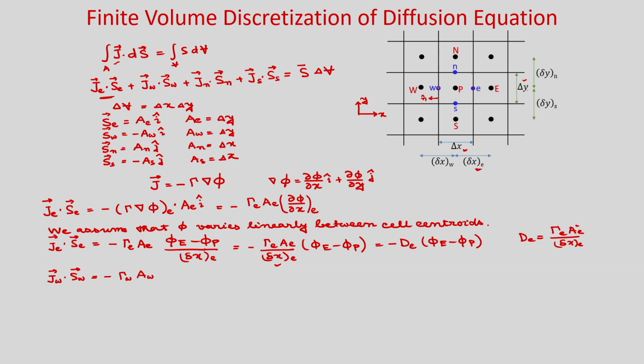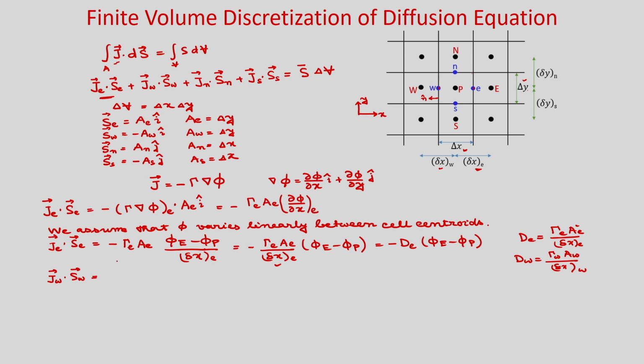If you are taking del phi by del x at this face center w, then it will be phi_P minus phi_W divided by delta x_w. Okay. So, this is also second order accurate. So, phi_P minus phi_W divided by delta x_w, and this you can write as minus D_w times phi_P minus phi_W. Okay. So, D_w is gamma_w A_w divided by delta x_w.